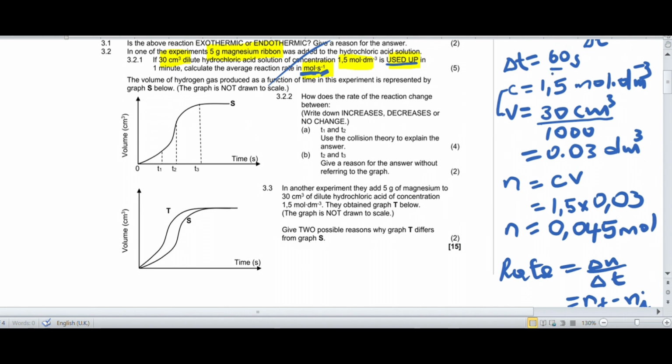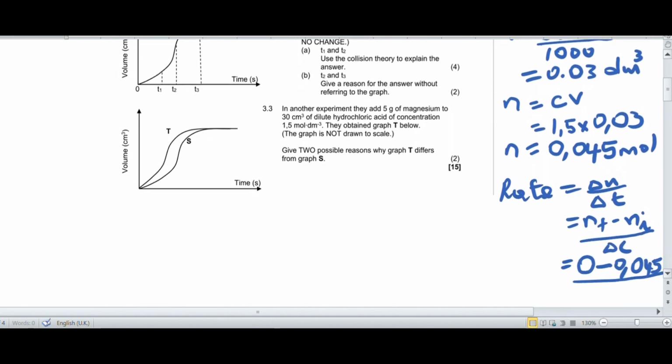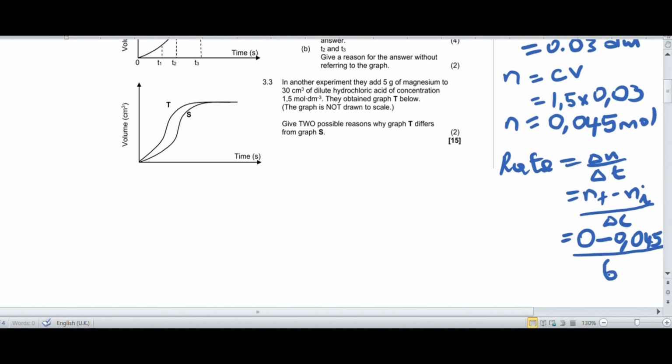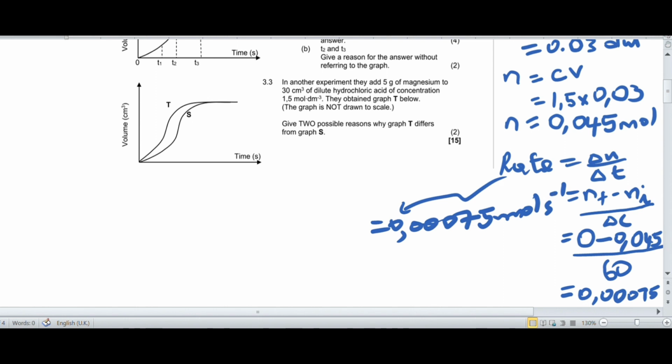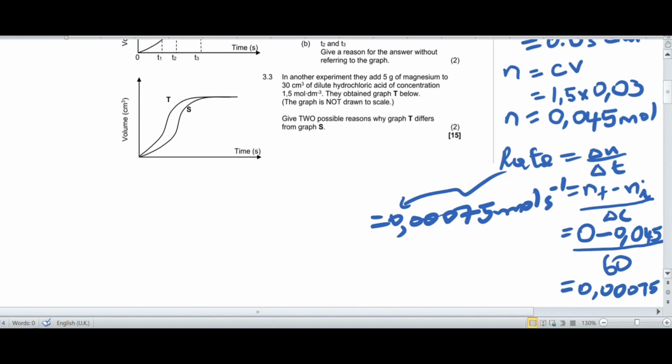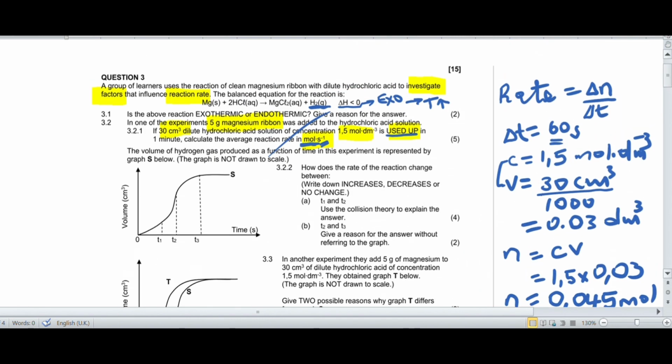Delta T is 60 seconds. So our time is 60 seconds, we write 60 there. Then we use the calculator. When we are done, that is the rate. Okay, let's go back up to the question. Okay, so we're done with this question.